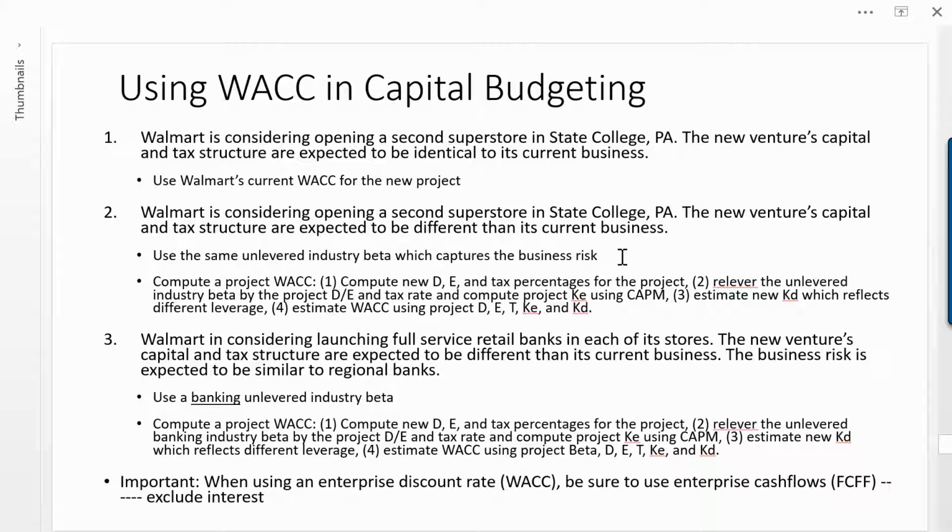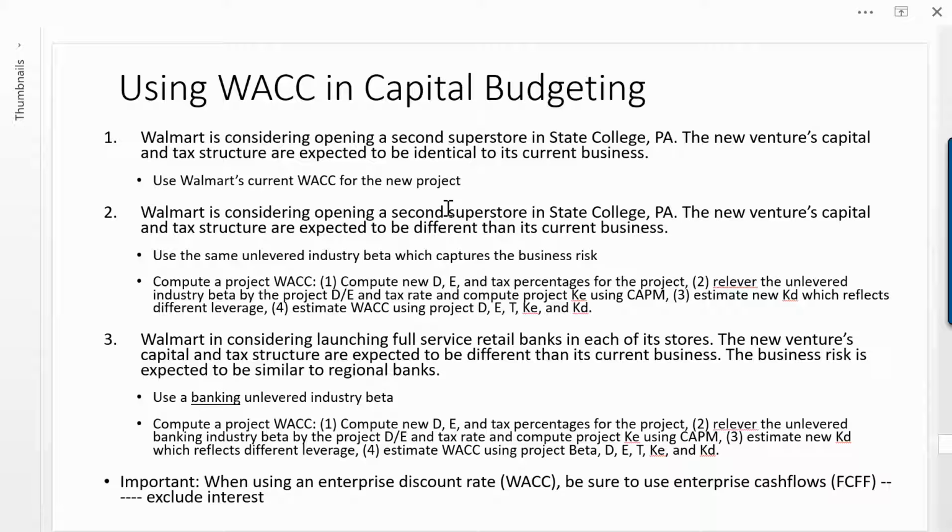So let's think about the big picture again. Why are we estimating WACC? Because we're calculating the cost of capital. And one candidate for the NPV and IRR discount rates is the cost of capital. So if Walmart is considering opening a second store in State College, Pennsylvania, that store probably has similar risk as the corporation in general. So we probably just use the WACC to estimate the NPV of opening another store.